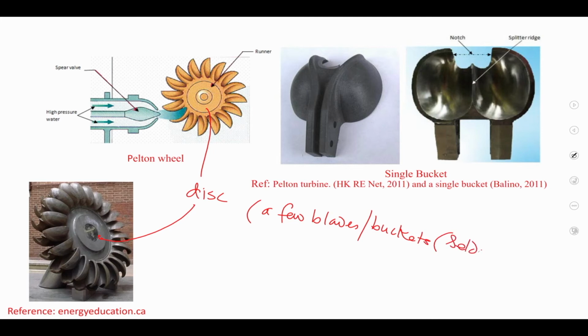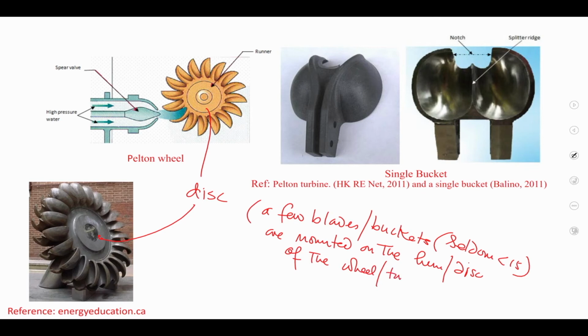Buckets, seldom less than 50, are mounted on the hub or disc of the turbine wheel or runner.